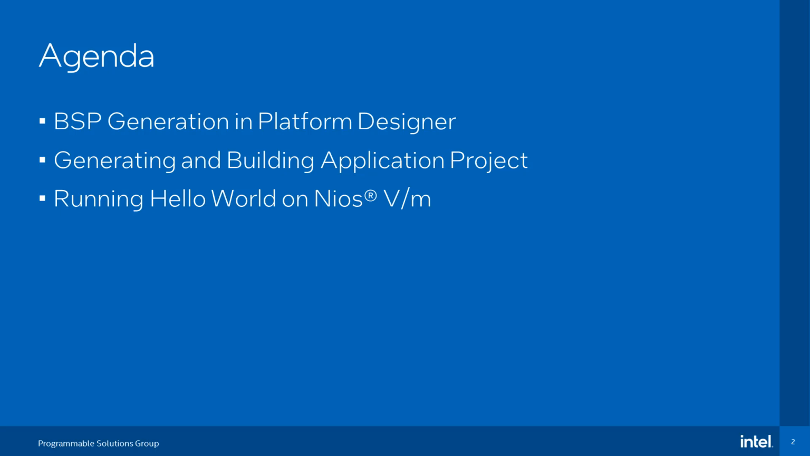In this video, first I will show how to easily generate a BSP in Platform Designer with a one-click button. Then I will generate and build a Hello World application, and finally I will run Hello World on the Nios V processor on the Arria 10 SoC development kit.